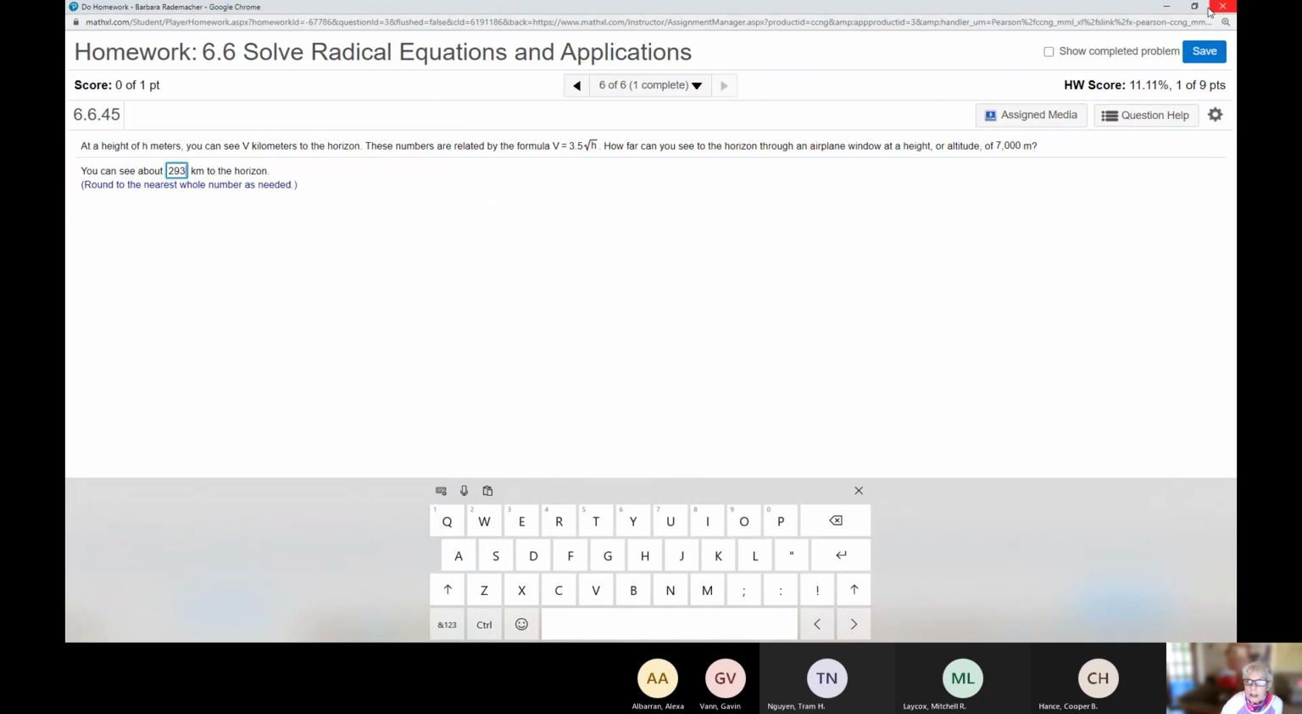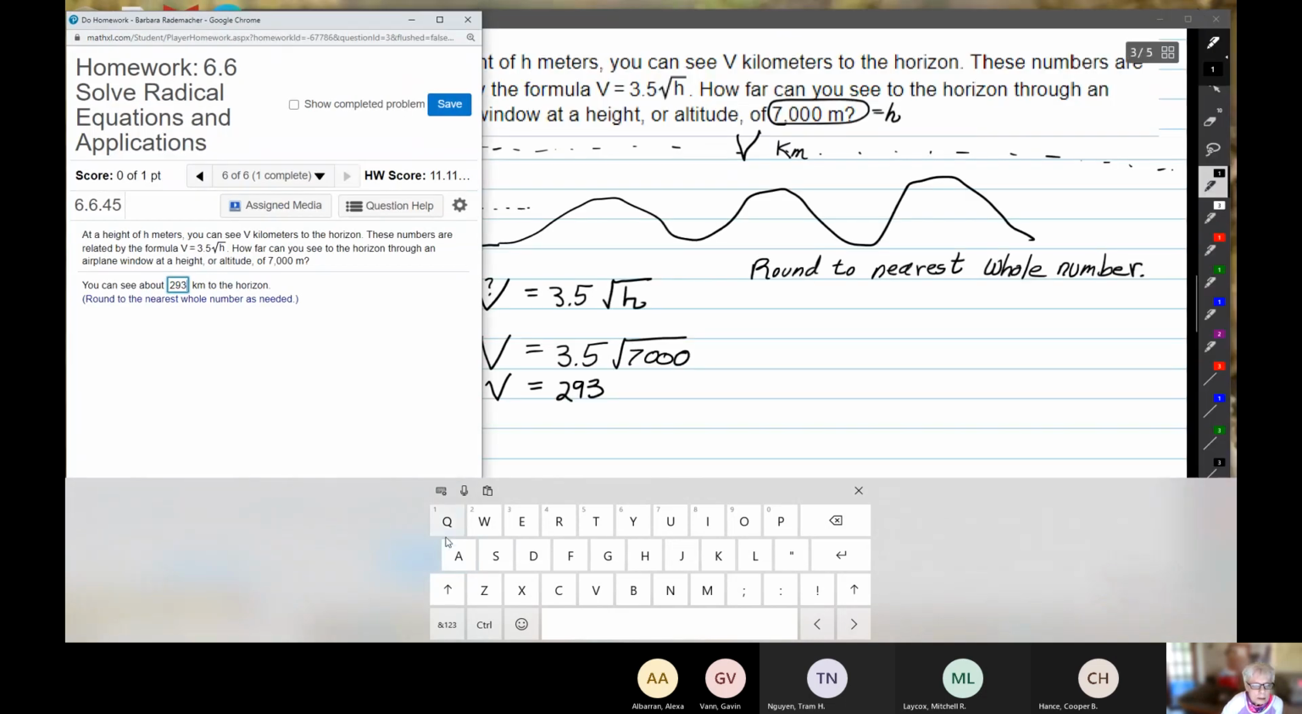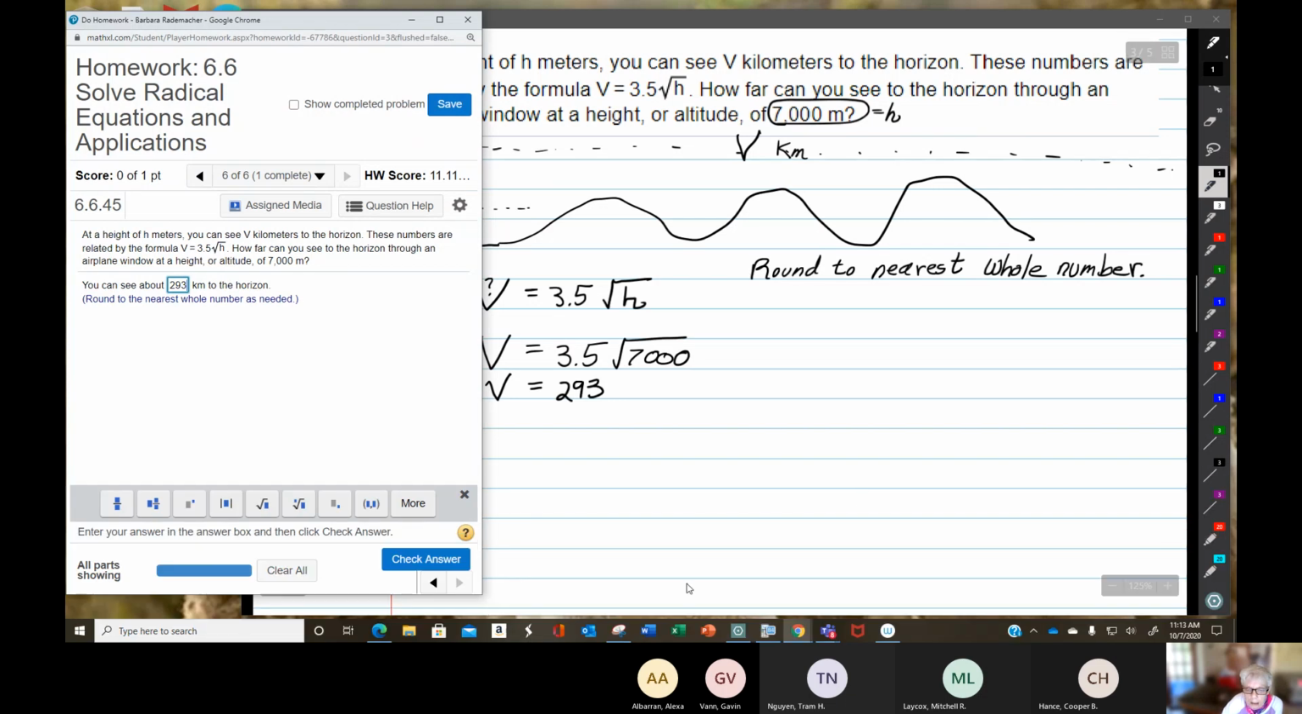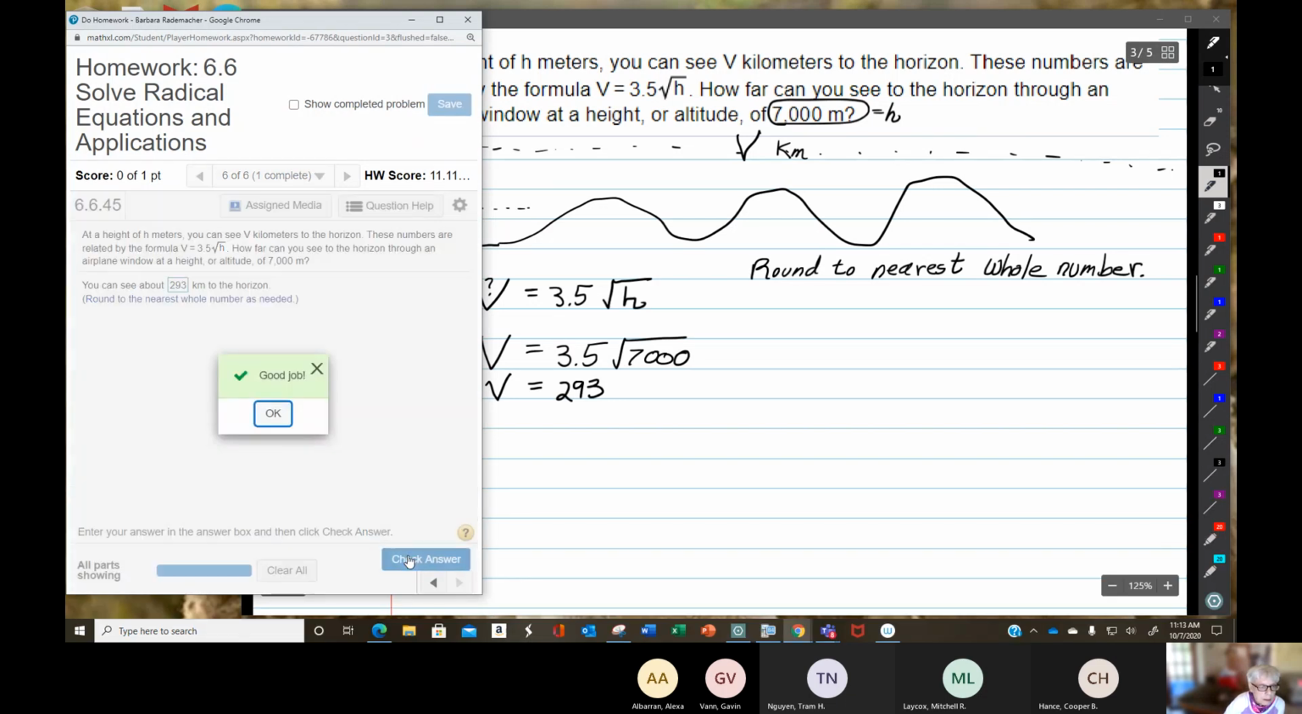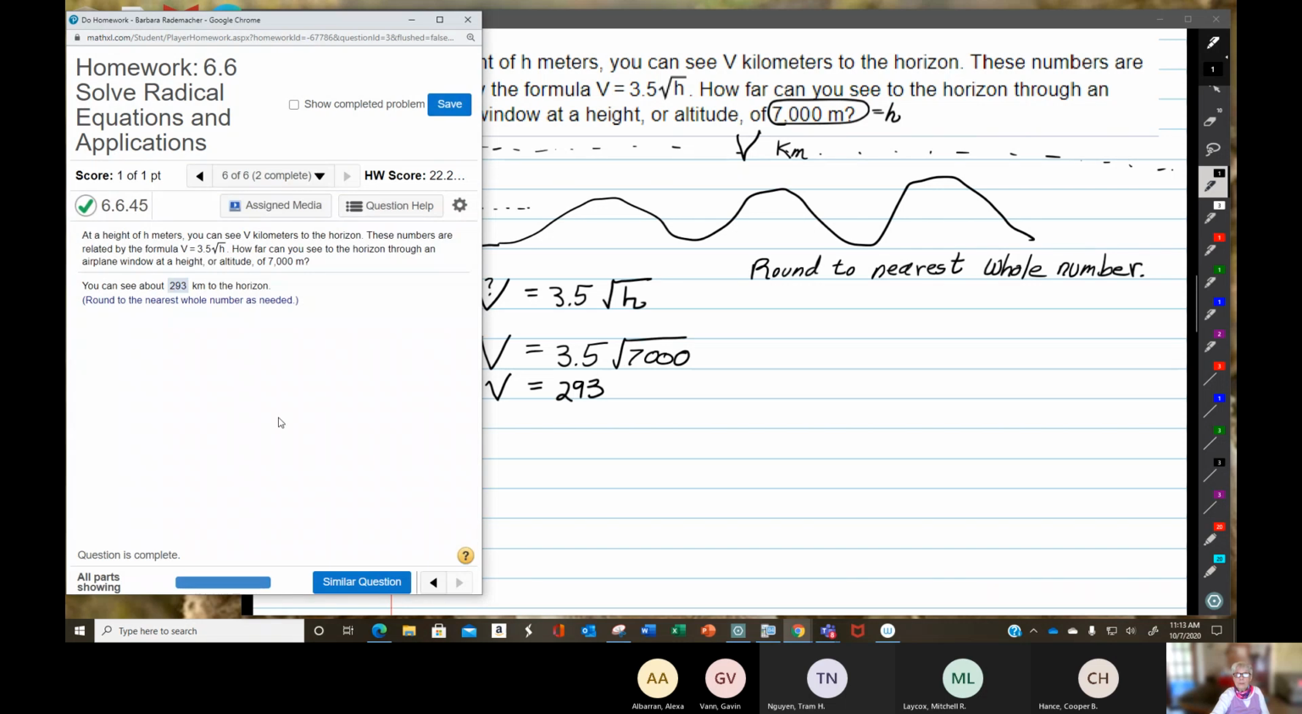Check my answer. How am I going to check my answer? Oh, go away. Here we are. Hey, what can I say? The horizon is 293 kilometers away. That is one heck of a long distance. Amazing what an airplane will do. Okay, let's all go buy an airplane. Or not.